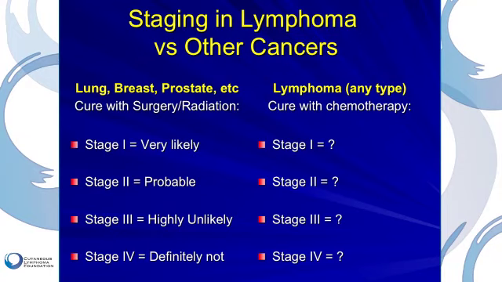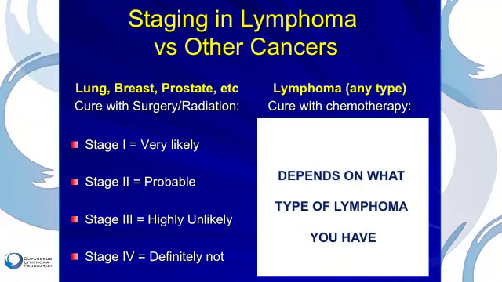So if you have stage 1, cure with surgery or radiation is very likely. If you have stage 2, it is probable. Stage 3, highly unlikely. And in stage 4, definitely not achievable. On the other hand, in blood-related cancers such as lymphoma, myeloma, and leukemia, this correlation is really not existent. And therefore, the probability of cure with chemotherapy really depends on specifically what type of lymphoma you have.